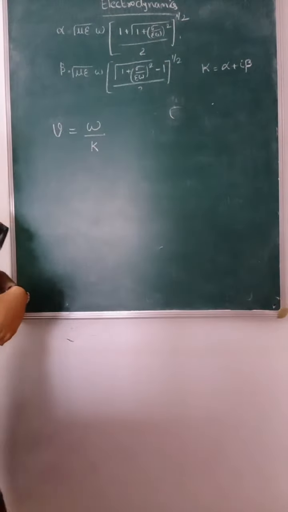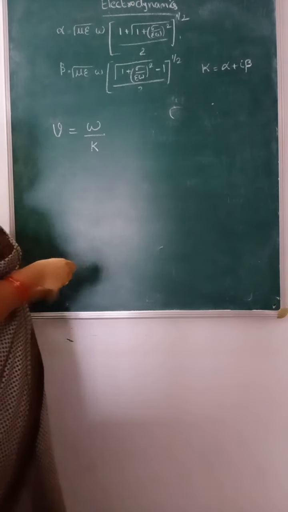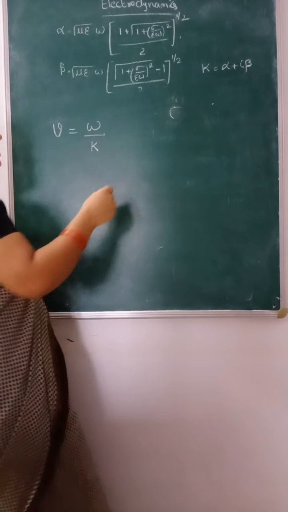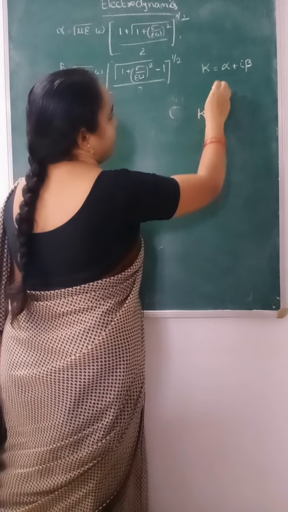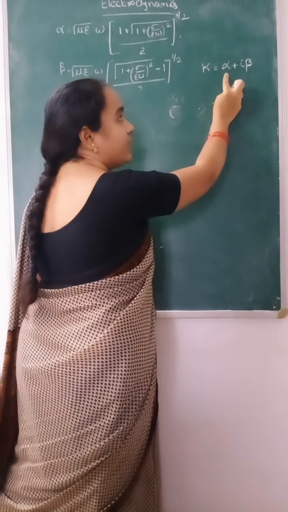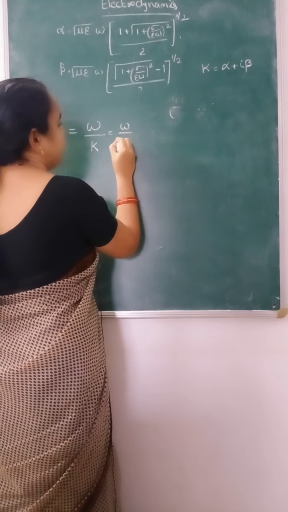V is equal to omega by K is the general velocity of any wave inside the medium. But K is here a complex quantity. So in order to calculate the velocity of the wave, complex quantity means K is equal to alpha plus i beta. Let us take the real value of K only, that is, here we will take omega by alpha.